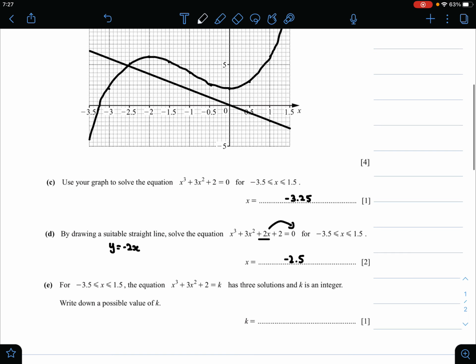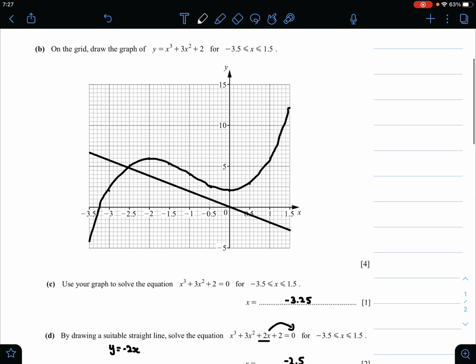For part E, they are giving us negative 3.5 less than or equal to x less than or equal to 1.5, that is the range of the graph. The equation x cubed plus 3x squared plus 2 equals k has three solutions, and k is an integer. So write down a possible value of k. Since it has three solutions, what they are asking us to write down is a number where y equals that number. So if y equals say 2, then we would draw a horizontal line on the graph, and this line has to intersect the curve at 3 points.